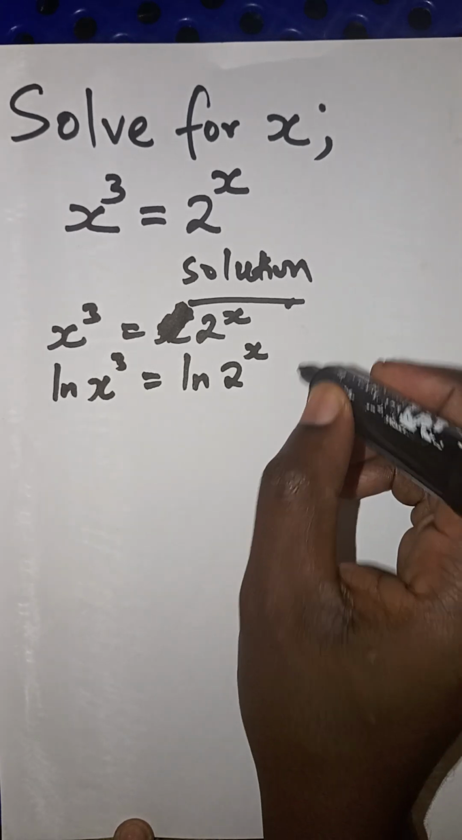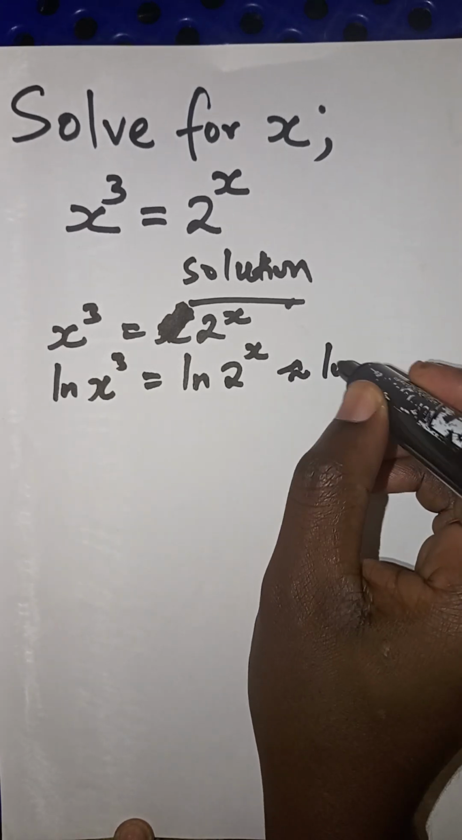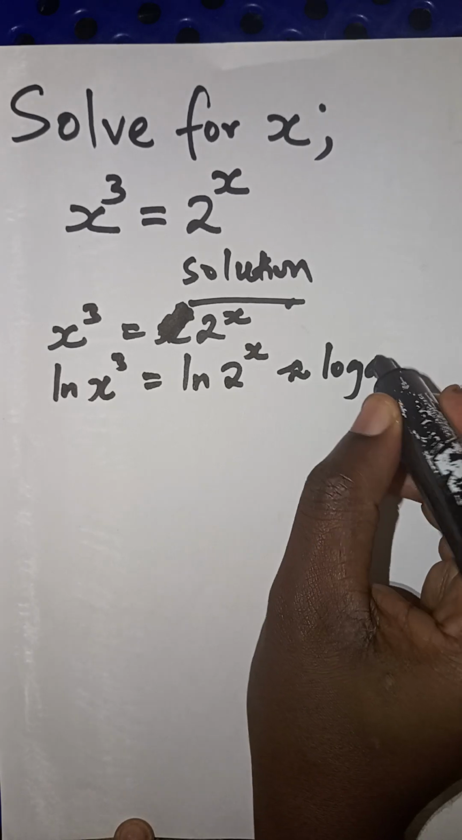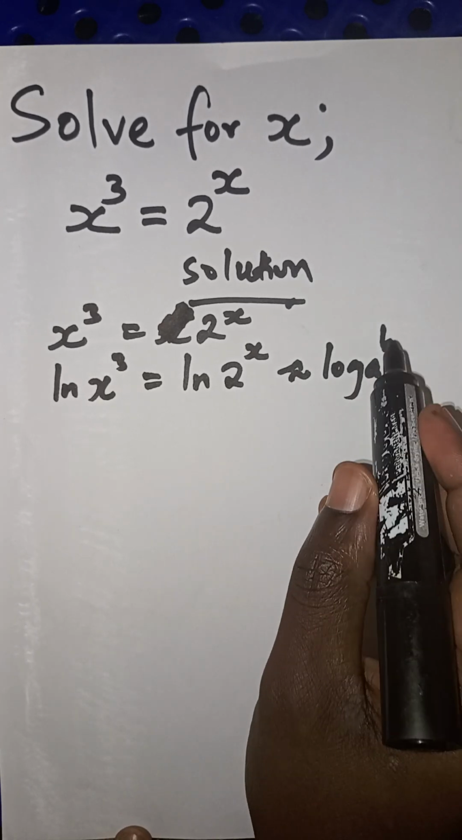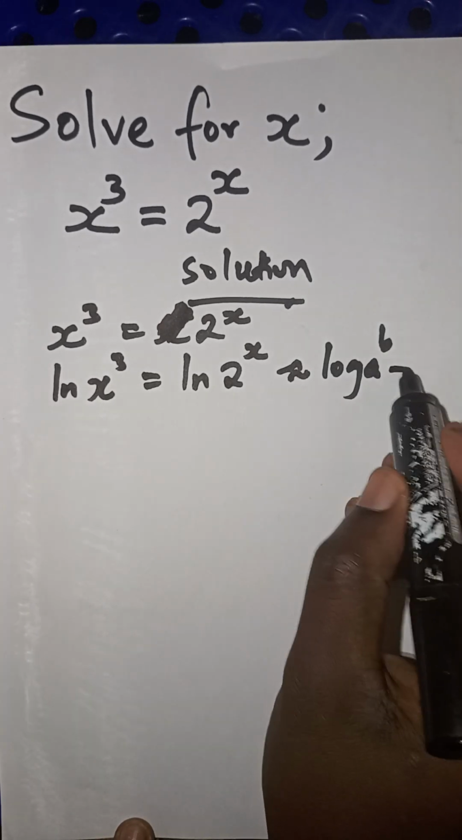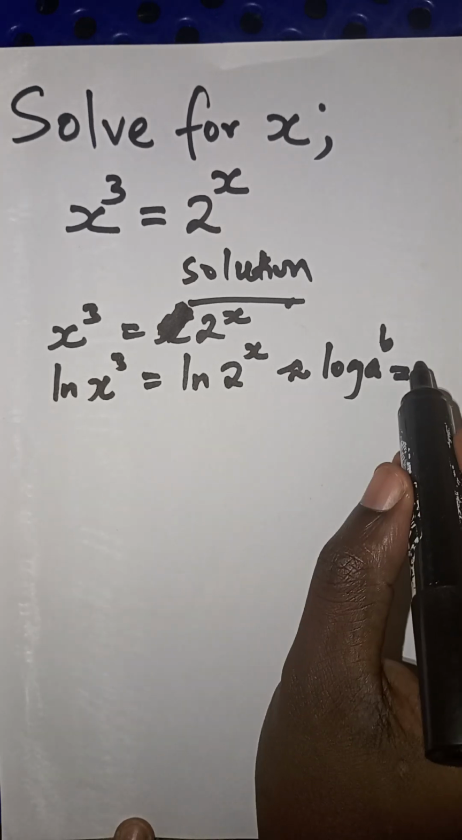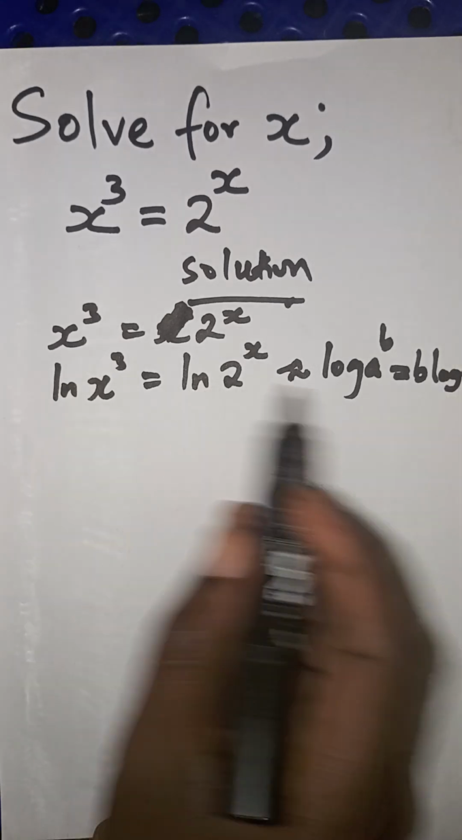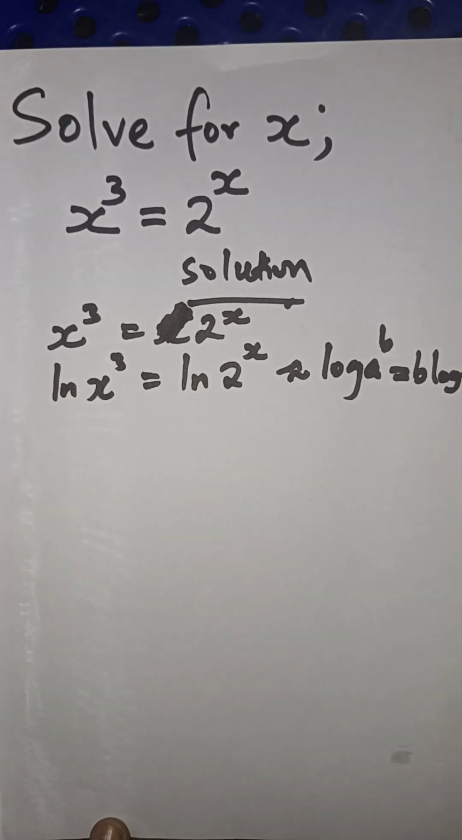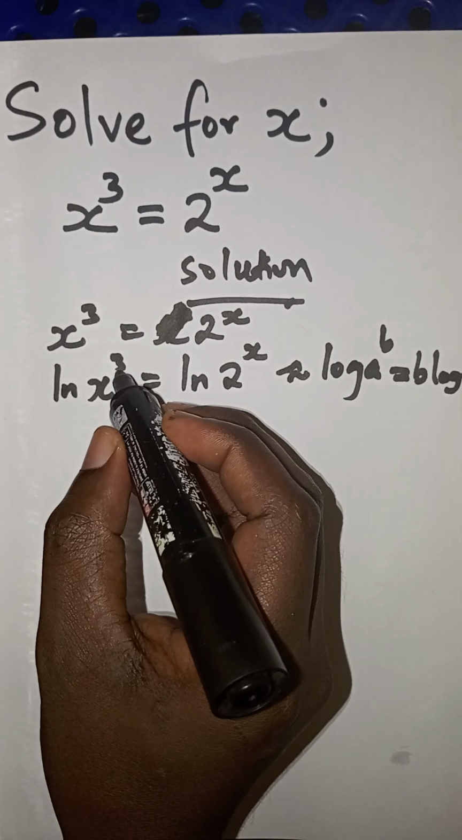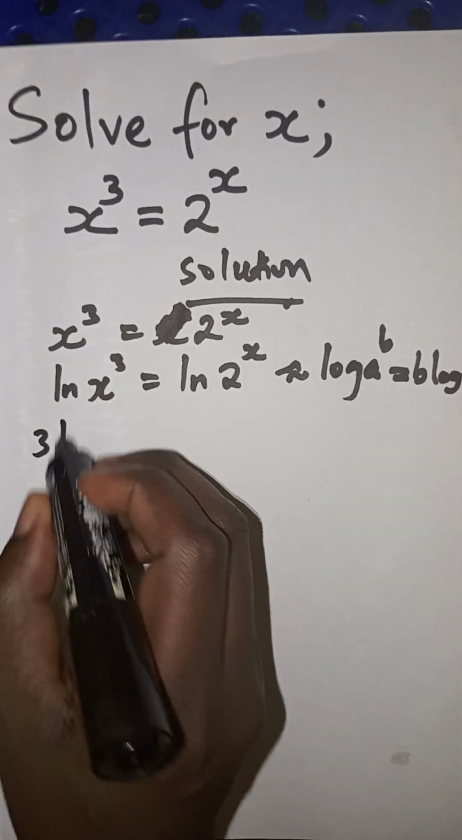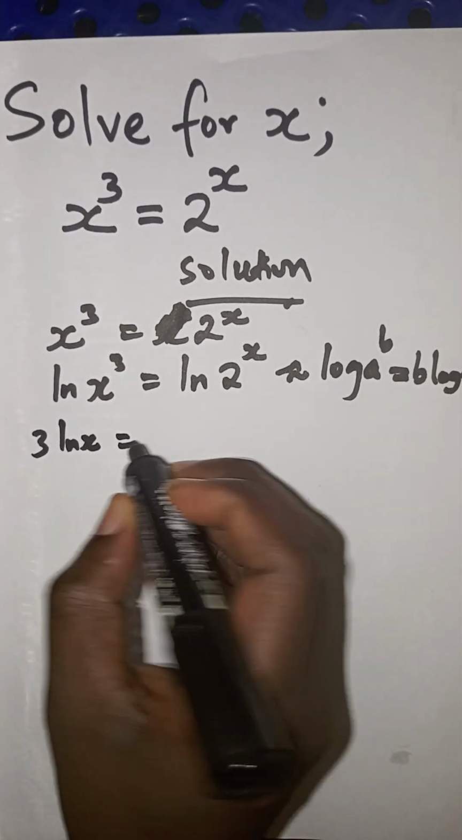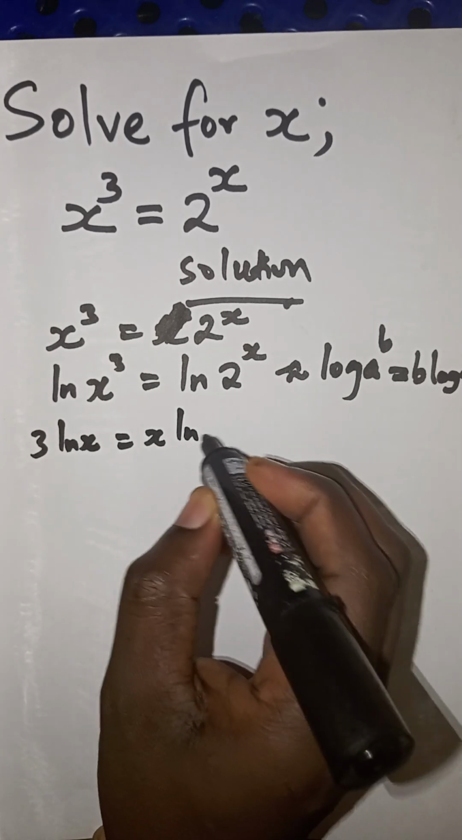Recall that wherever you have log of a raised to power b, then this can just be written as b times the log of a. So that is what I'm going to apply here. So 3 comes down as 3 times the natural log of x is equal to x times the natural log of 2.